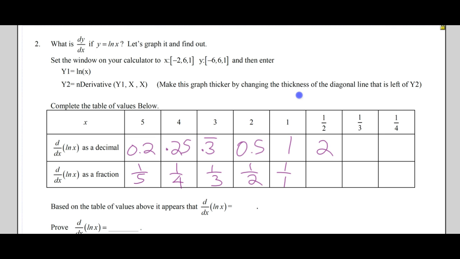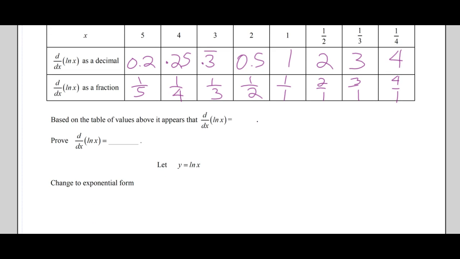What's 2 as a fraction? Let's go 2 over 1. All right, I'm not going to go do thirds and quarters. So what do you think 1/3 will be? And 1/4? Well, it sure kind of looks it, doesn't it? Based on the table of values above, it appears that the derivative of ln x is 1 over x.